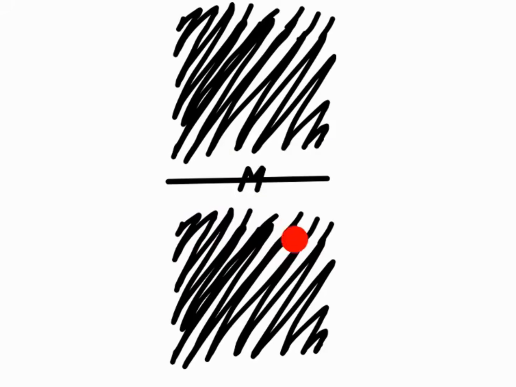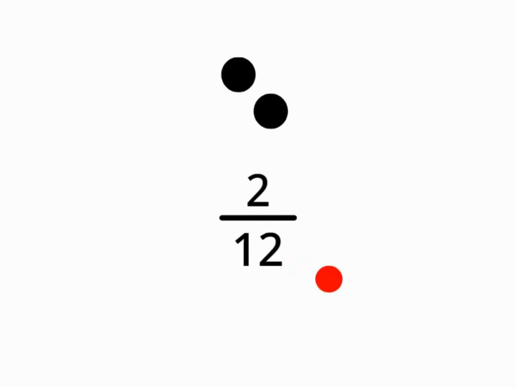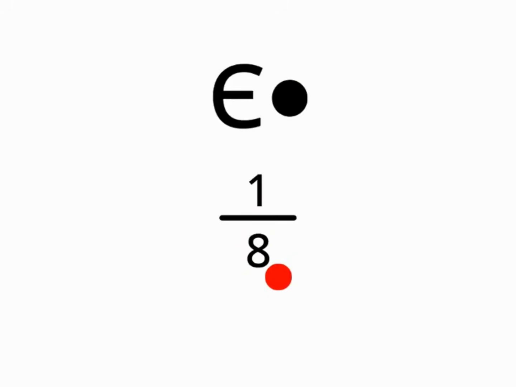So yes, last time we left off here with a line marked with M. But instead of going to more Roman numerals, we're going to start off with smaller numbers, because a lot of people have been asking me for smaller numbers and fractions. So last time we started off with a dot. This is 1/12. Then 2 dots, which is 2/12. Now we have this C line shape thingy, and a dot, which is 1/8.